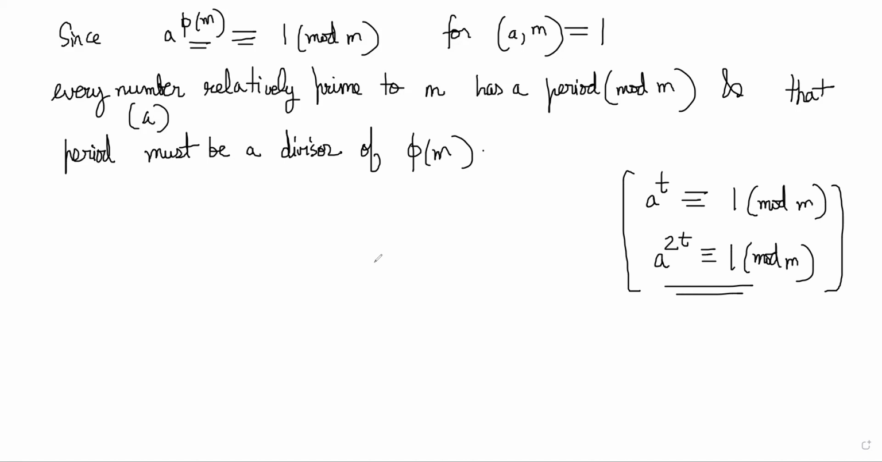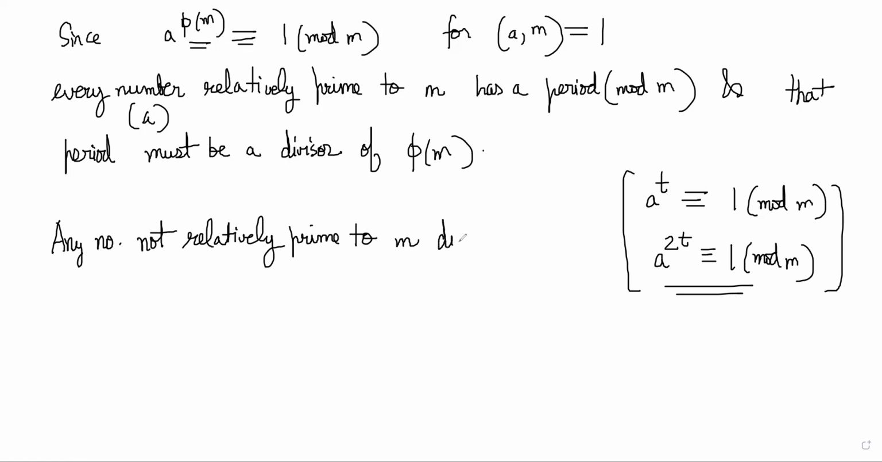Now, what we can say also from here is that any number not relatively prime to M doesn't have a period modulo M. Correct. So these are two basic things that you need to know. Now, what we will do is we'll analyze this totient function a little bit and find out some properties of this function.